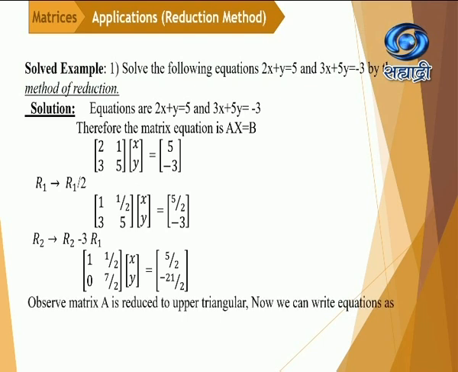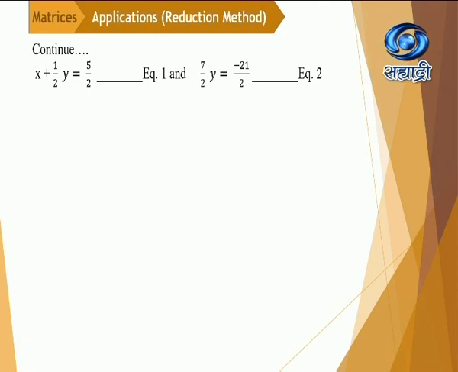After reducing to the upper triangular matrix, we have to rewrite the given system as a system of linear equations. Observe that matrix A is reduced to upper triangular. Now we can write the equations as x plus half y equal to 5 upon 2, which is equation number 1, and 7 by 2 y equal to minus 21 by 2. Now these two equations are a simple system of linear equations. You can solve this simultaneously to get the values of x and y.